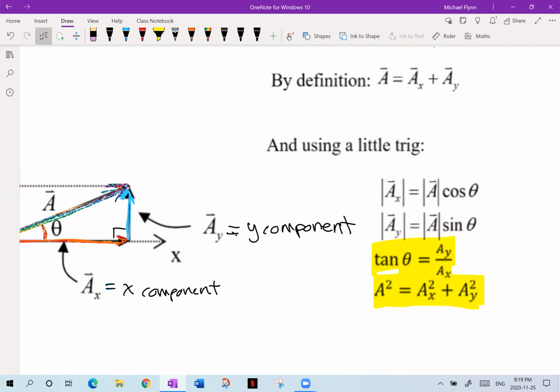Now, one thing I'd like to point out also is, in order to find how big the x component is, you use SOHCAHTOA.